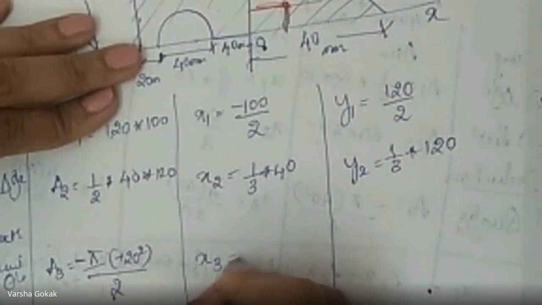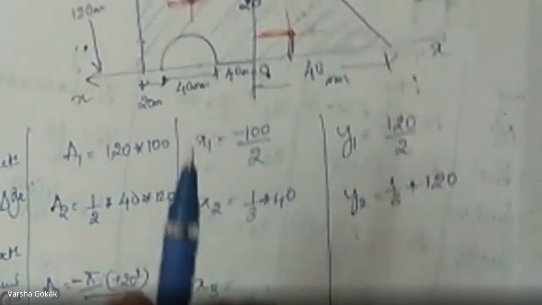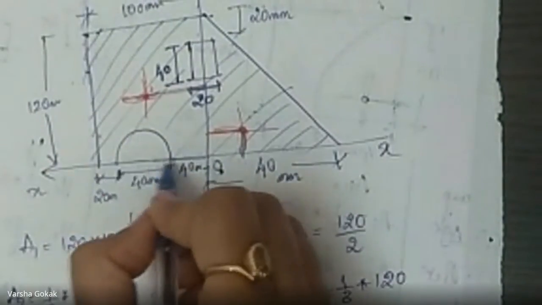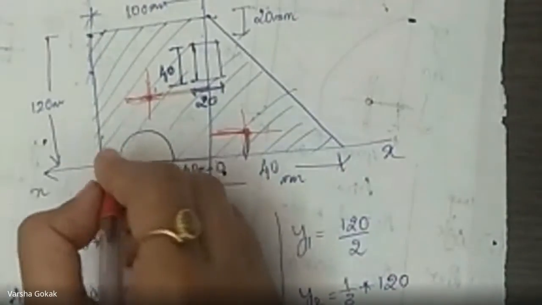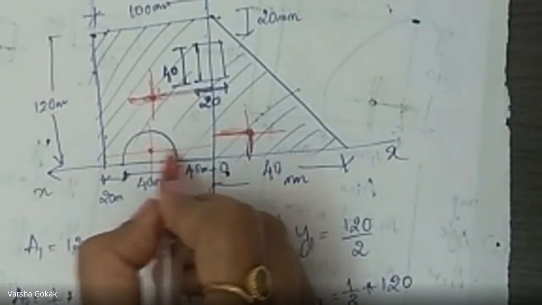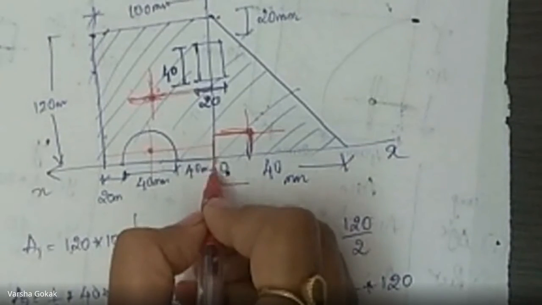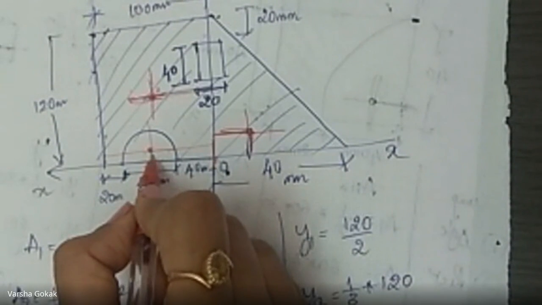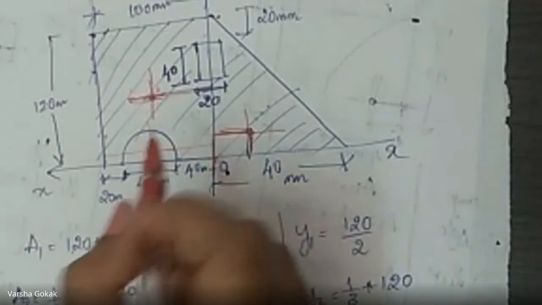What about x3 here? Now this is your semicircle. We'll draw the CG of a semicircle. CG would be here somewhere. Correct? This is your x3, but I have to write it with reference axis. So 40 plus this distance is your x. And y would be just this, 4r by 3 pi.